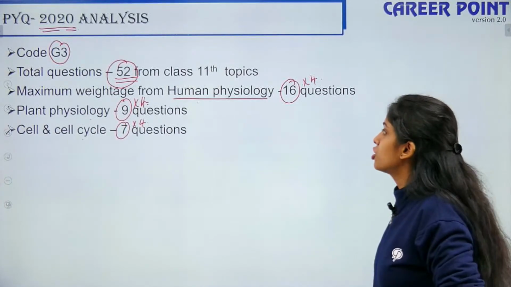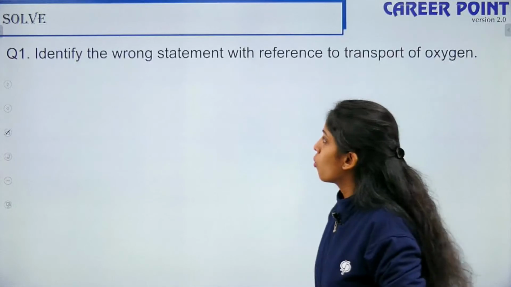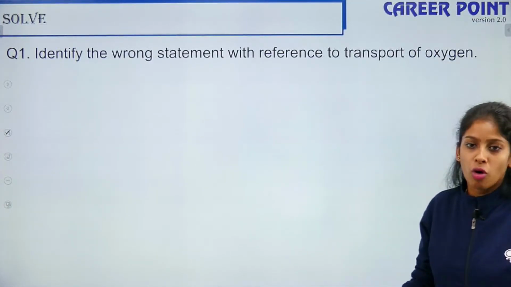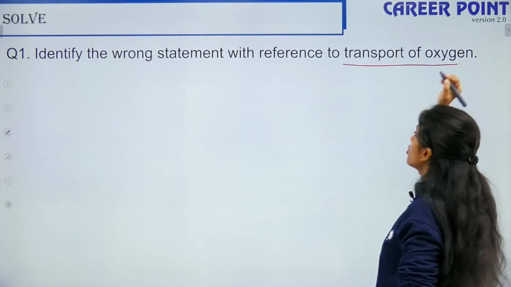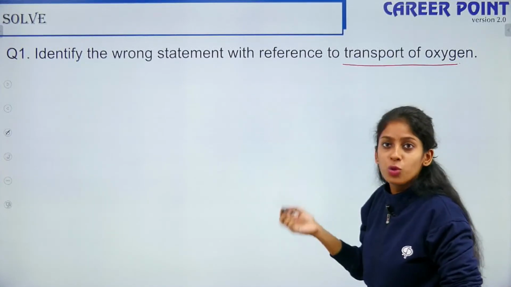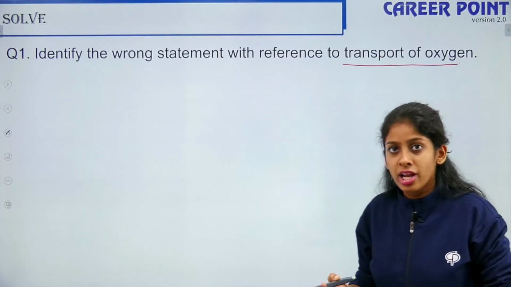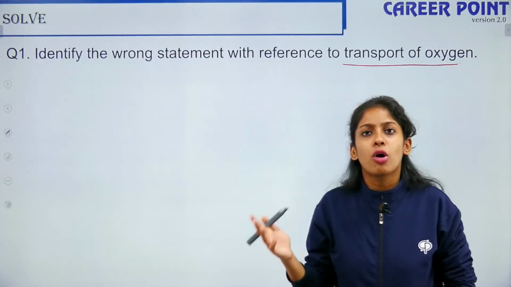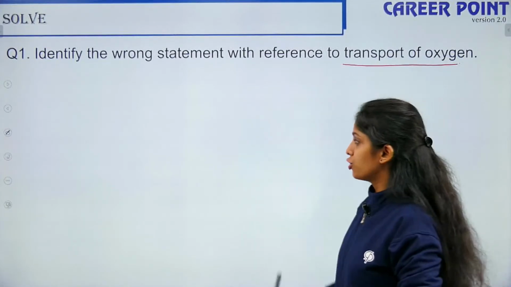All right, so let's first talk about your human physiology. So what type of question comes in human physiology? So question number 1, identify the wrong statement with reference to the transport of oxygen. Okay. So transport of oxygen, this I already told you, this is from human physiology. It can be from breathing and exchange of gas, and to some extent body fluids and circulation, but mostly it is from breathing and exchange of gas, right?